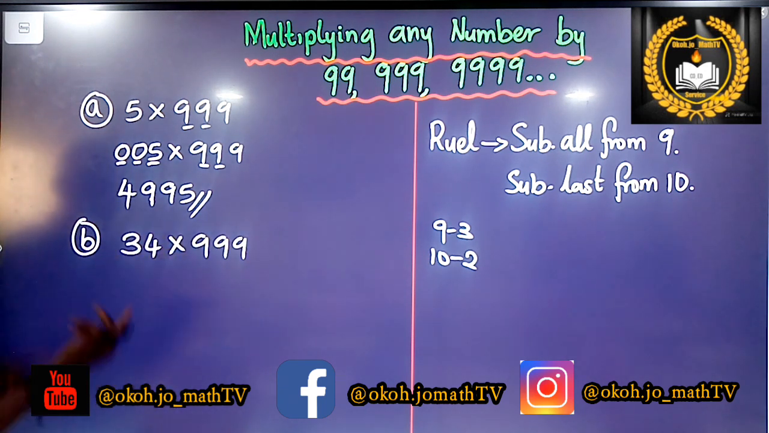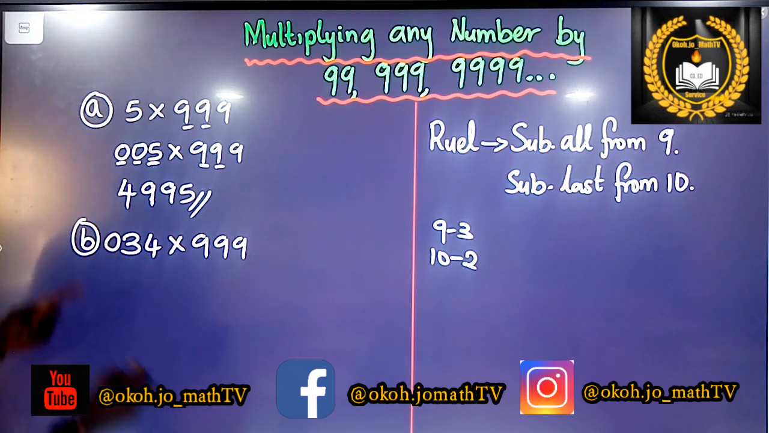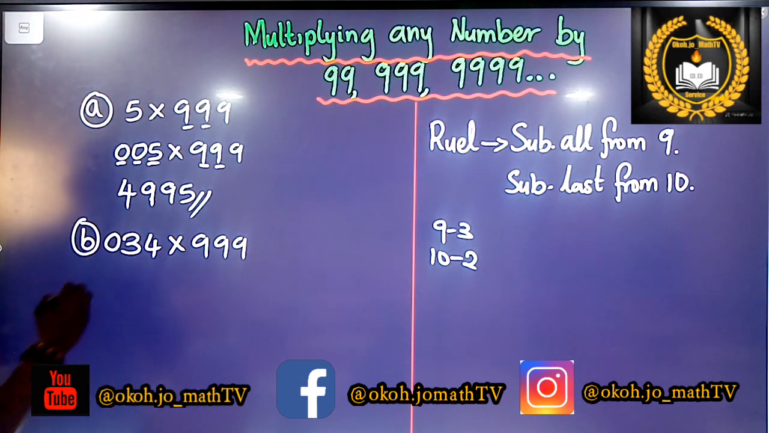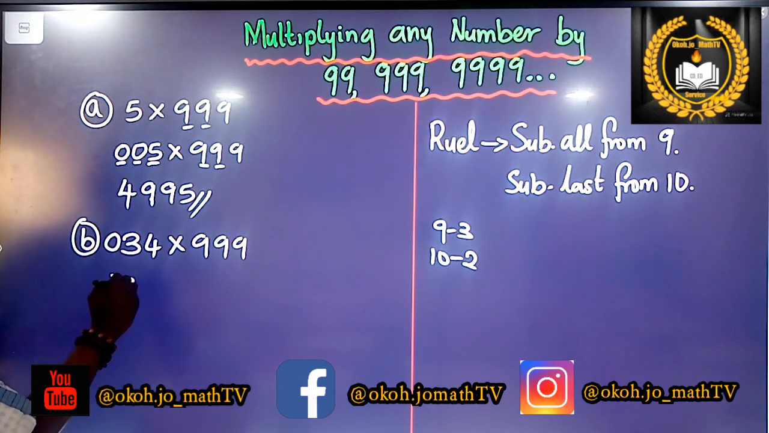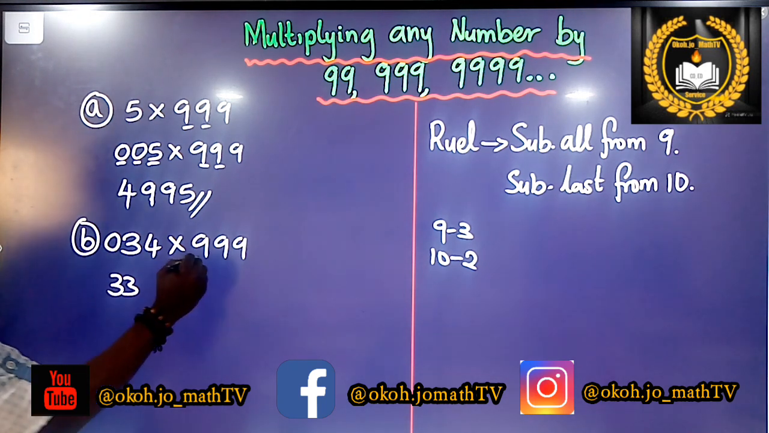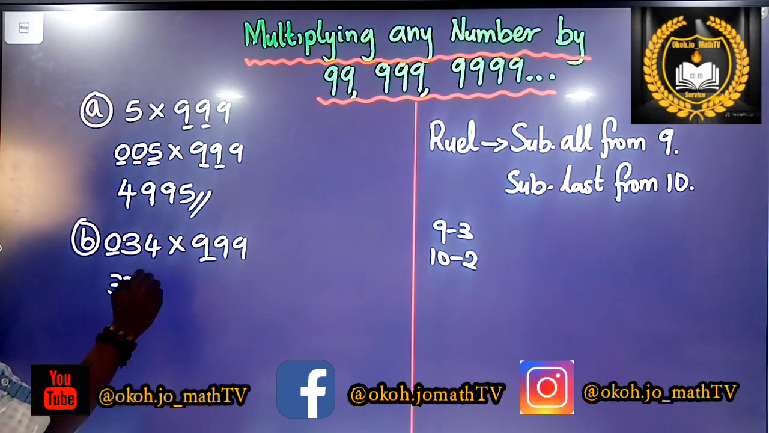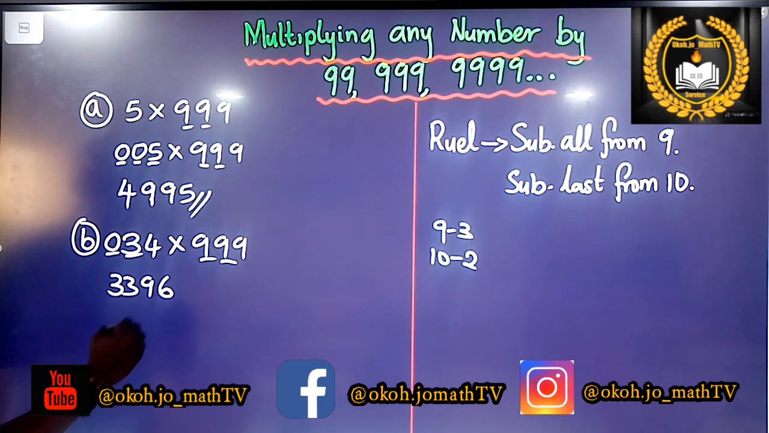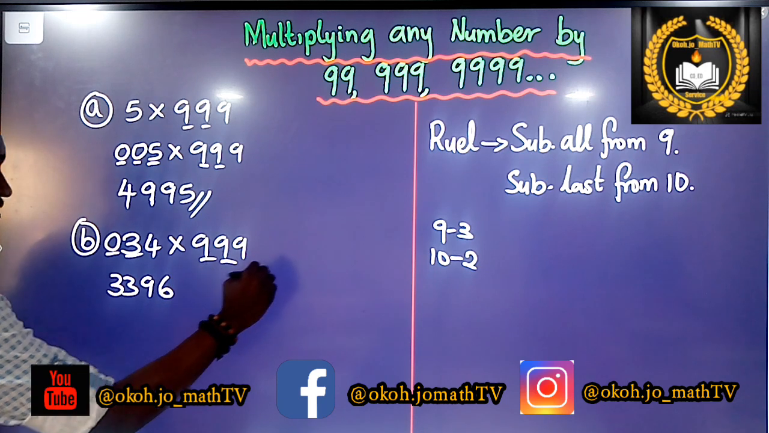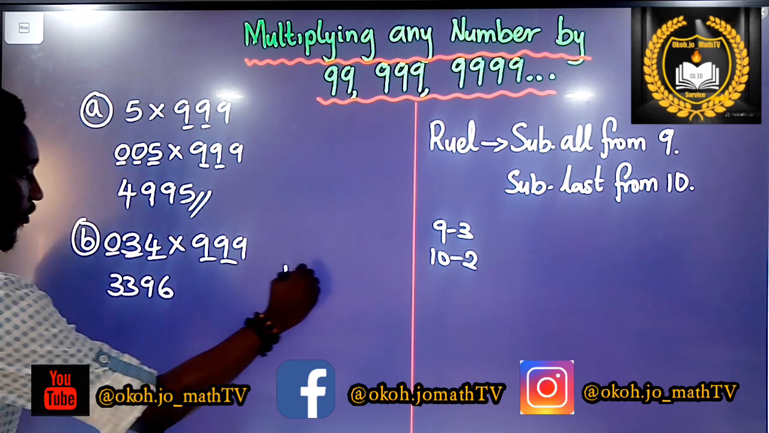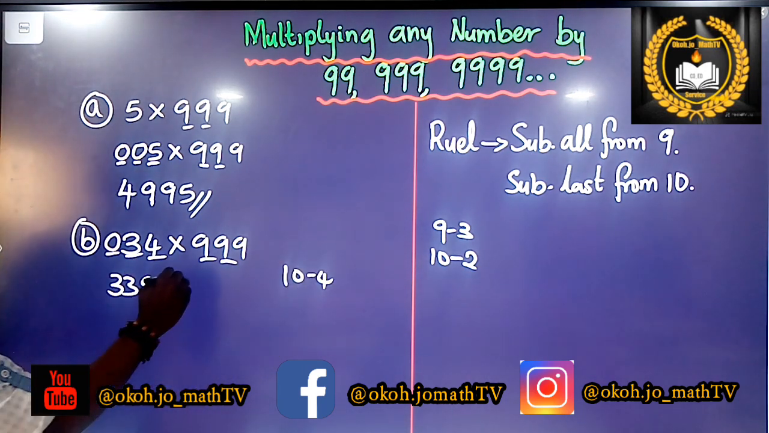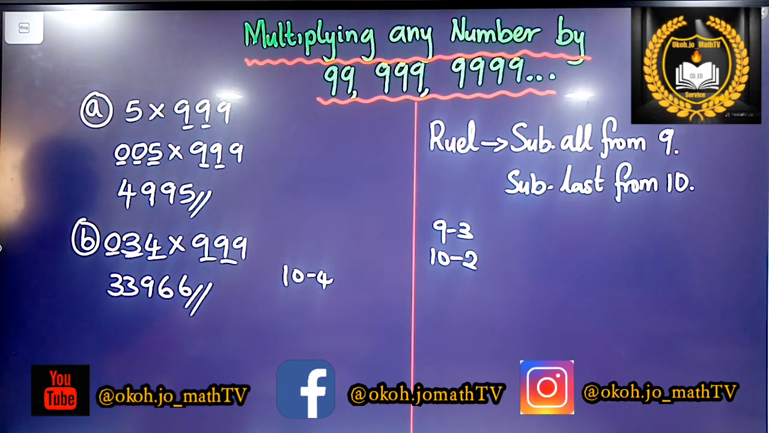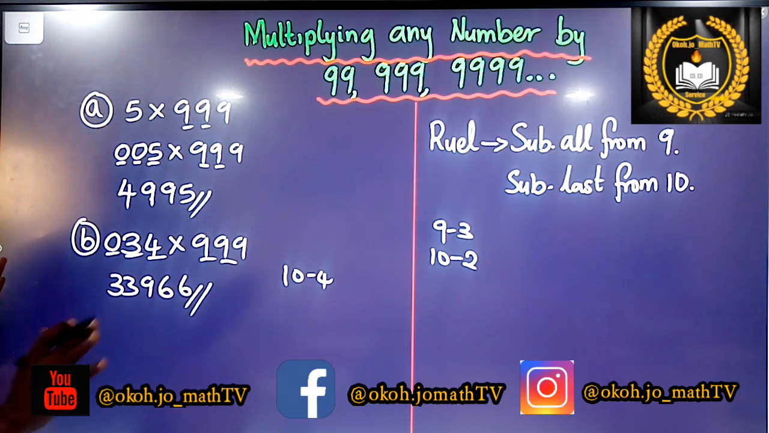999. Remember, this is 2 digits against 3 nines. So let's balance it with a placeholder of 0 here. Is that okay? First row, take away 1 from 34 and you are left with 33. Is that clear? Then 9 minus 0 is 9. Then 9 minus 3 is 6. The last one, you're going to do 10 minus 4. Is that clear? Which is 6. This is our final answer. As simple as that.